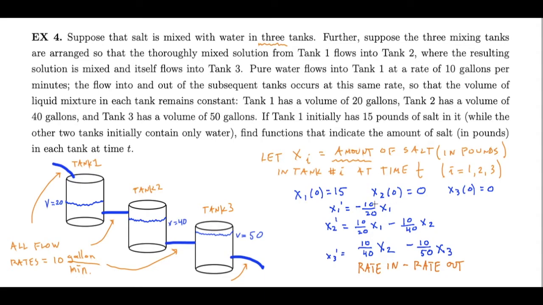The concentration of salt at any given moment in tank 1 is x1 divided by 20, because there are x1 pounds of salt at any given moment out of the 20 total gallons present in tank 1. That concentration is leaving at a rate of 10 gallons per minute. Again, applying the same reasoning, I get this equation for x2 prime, and the structure of this system now looks very similar to the systems that we've been dealing with in previous examples.